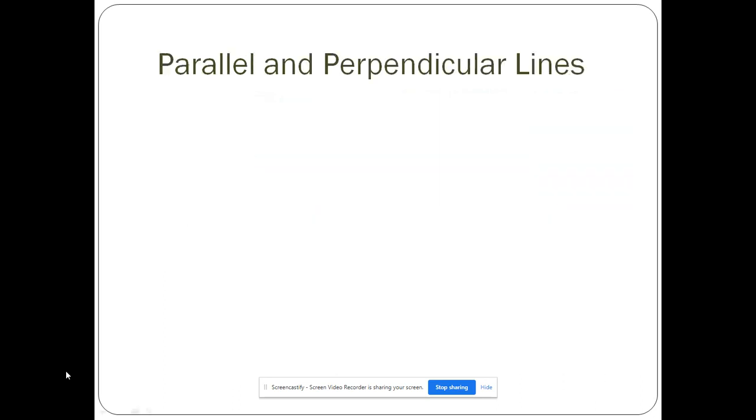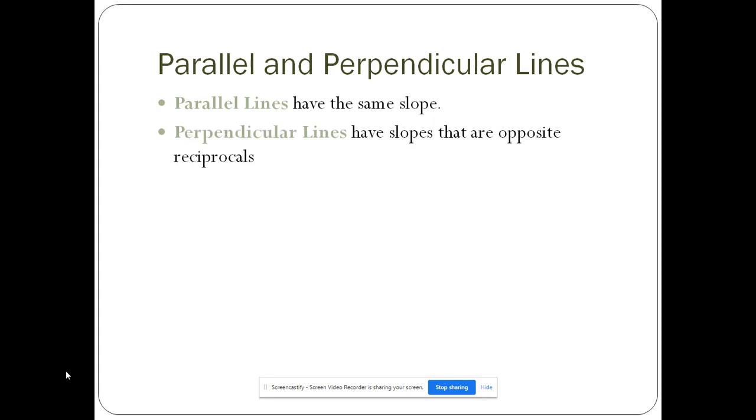All right, another thing to talk about are parallel and perpendicular lines. The two things to remember are that parallel lines are going to have the same slope, and perpendicular lines will have slopes that are opposite reciprocals. Now, it's important to have both of those words because those two words mean different things. The opposite meaning if one has a positive slope, the other has a negative slope.